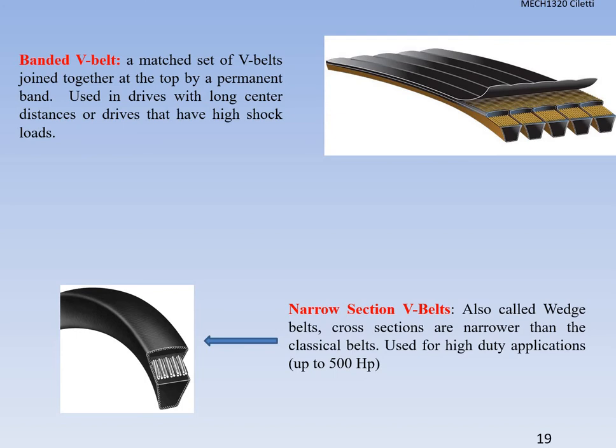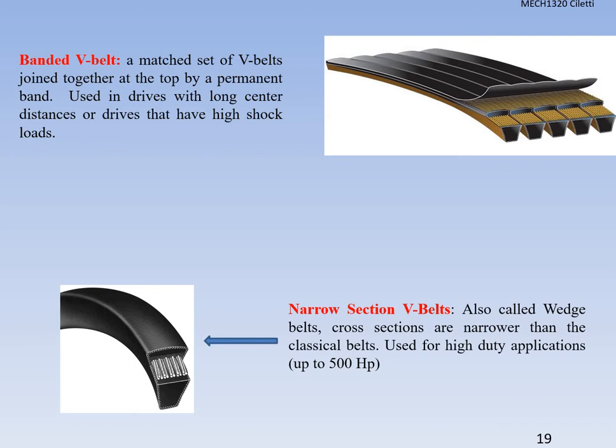Next, we have a banded V-belt. Okay, it's a matched set of V-belts, so they're all the same size, joined together at the top by a permanent band. So you can see the picture that I have there in the upper right-hand corner. Those are used in drives that have long center distances or drives that have high shocking loads, okay? Because obviously we're going to have more of an advantage when we have a banded V-belt, for strength, when we have that longer center distance, okay?